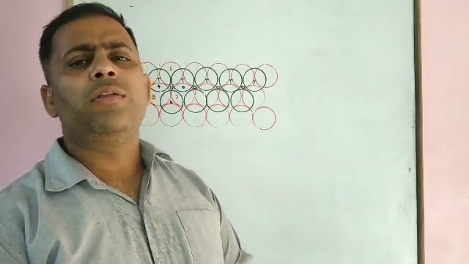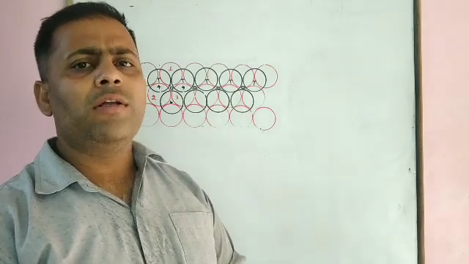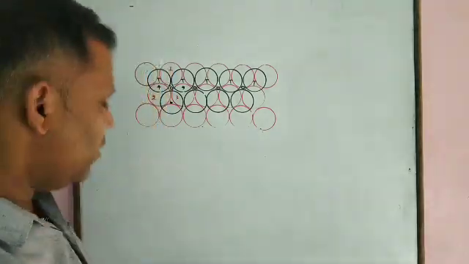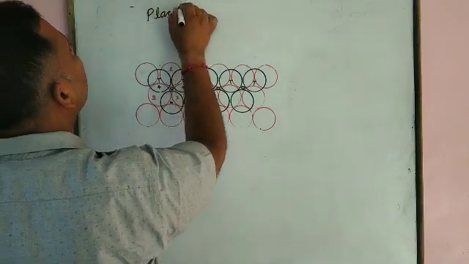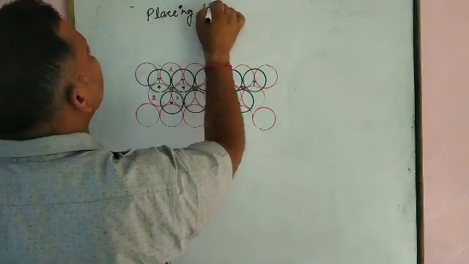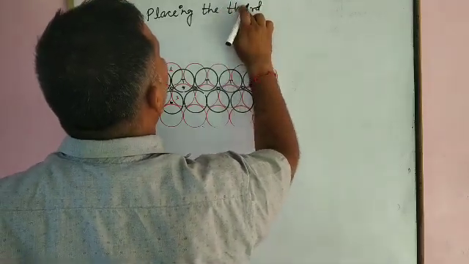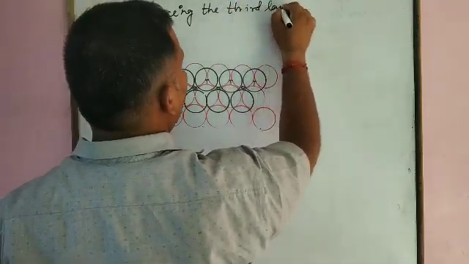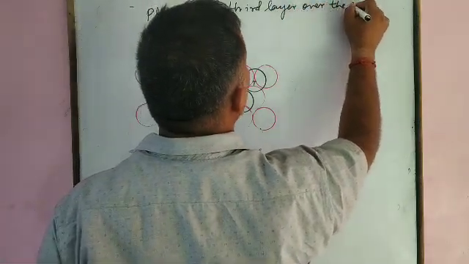In order to get the three-dimensional structure, we have to arrange the third layer. It means placing the third layer over the second layer.